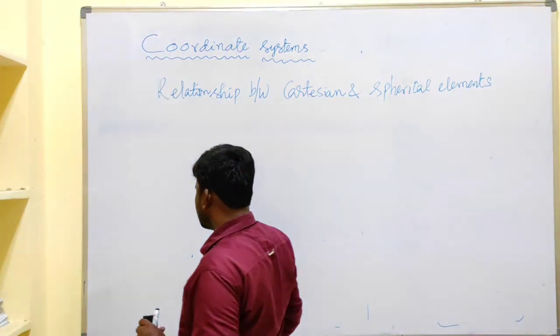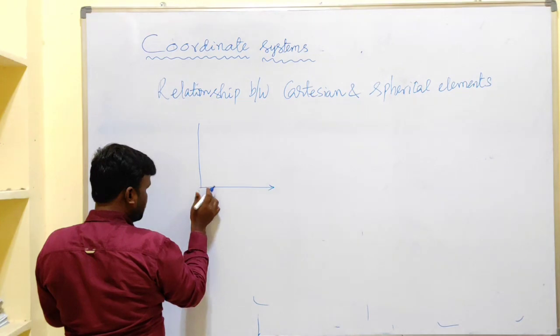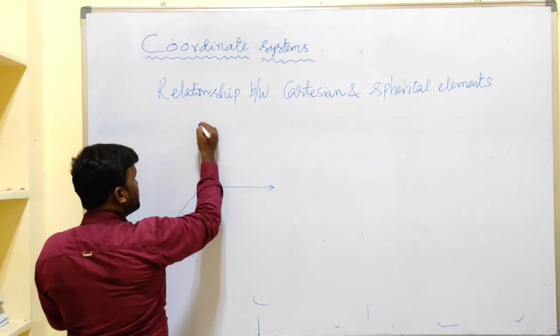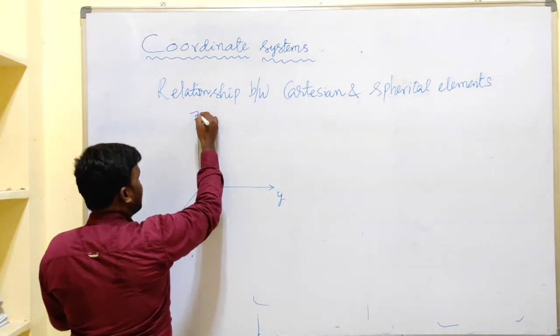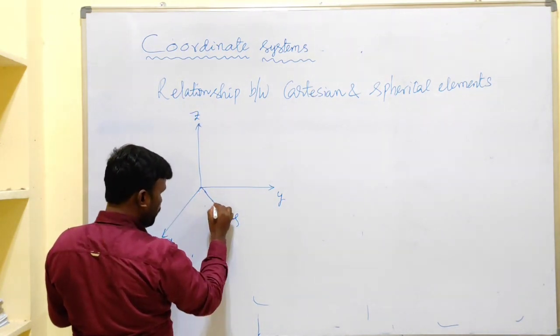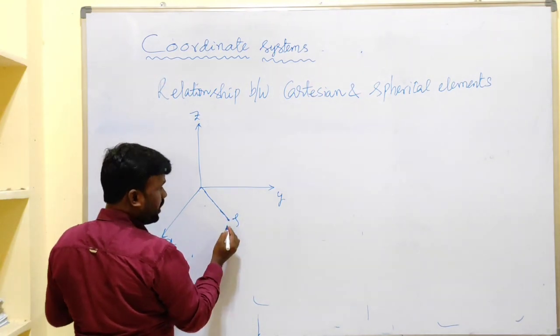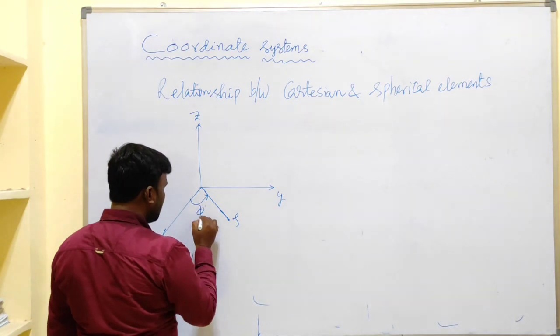Okay, let us draw the previous diagram, that is for the cylindrical coordinate system. We have the x-axis, y-axis, z-axis, and this is our rho. This rho is making an angle phi like this.